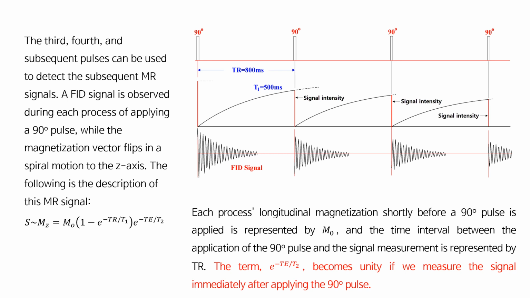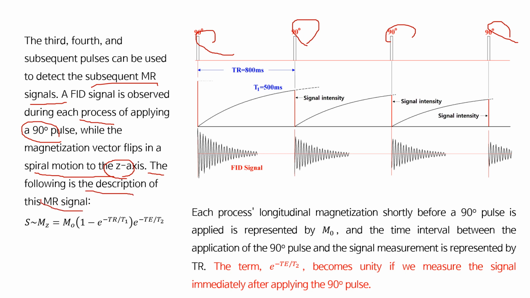The third, fourth, and subsequent pulses can be used to detect the subsequent MR signals. First, second, third, fourth, we can get the FID signals. The FID signal is observed during each process of applying the 90-degree pulse, while the magnetisation vector flips in a spiral motion to the z-axis. The following is the description of the MR signal.